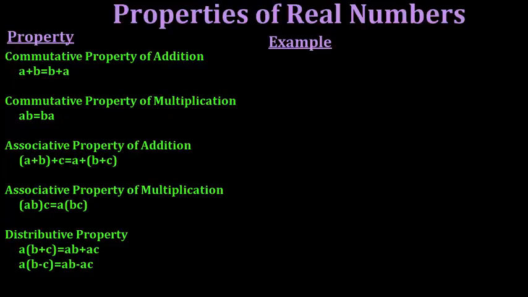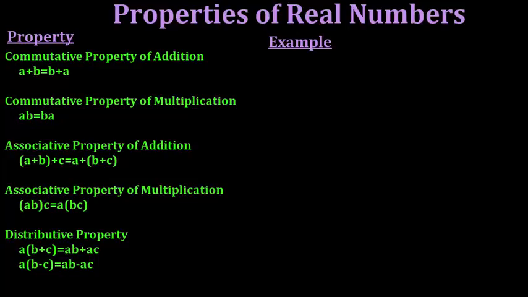This video will explain the properties of real numbers. To begin with, the commutative property of addition. That comes from the word commute, which literally means to move around. So our generic example is A plus B is the same thing as B plus A.